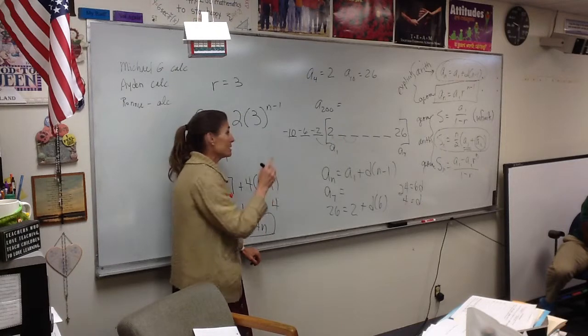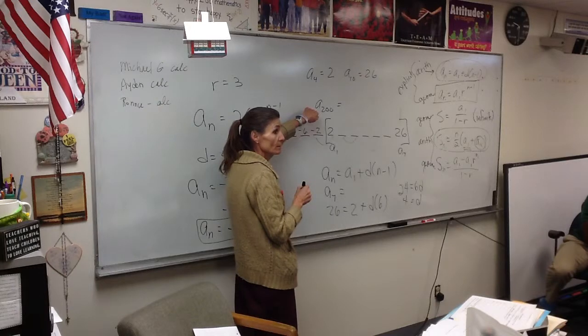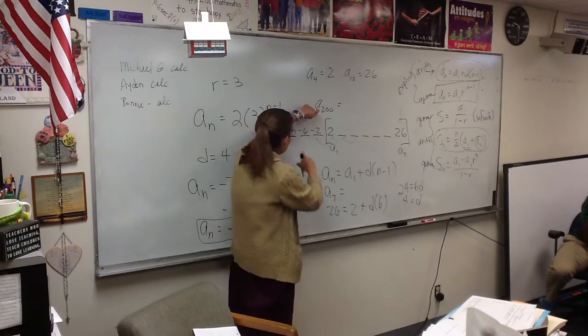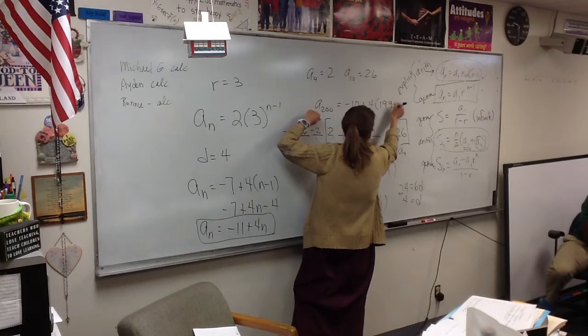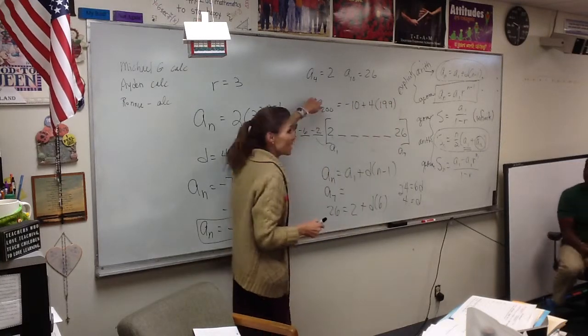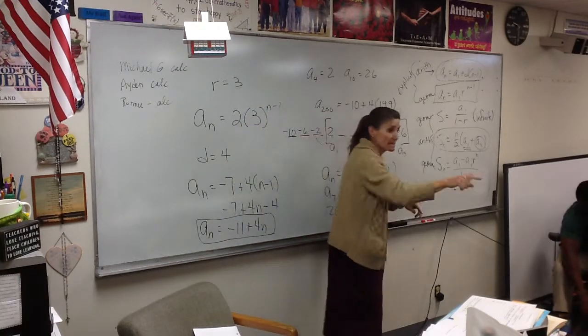Yeah. Now wait, that's not the answer to the question. I wanted the 200th term. Now I can do it, because the first term is negative 10, and the common difference is 4. So a sub 200 will be negative 10 plus 4 times 199.